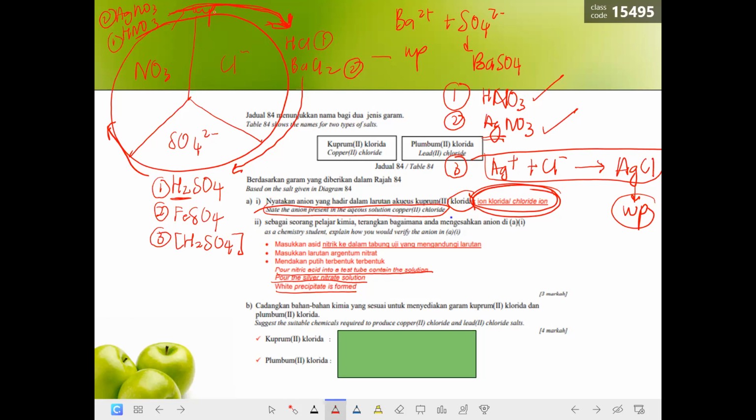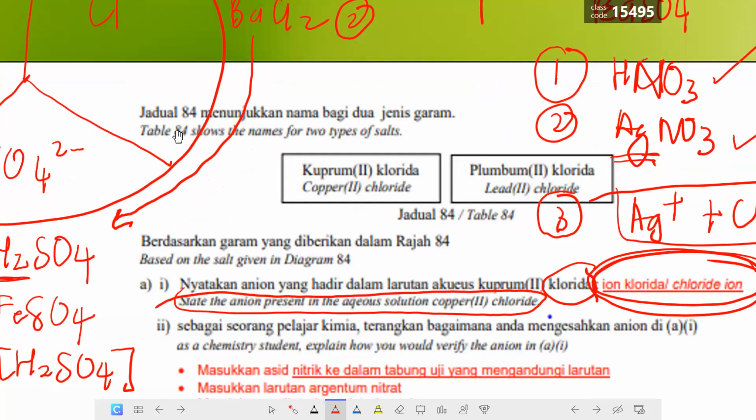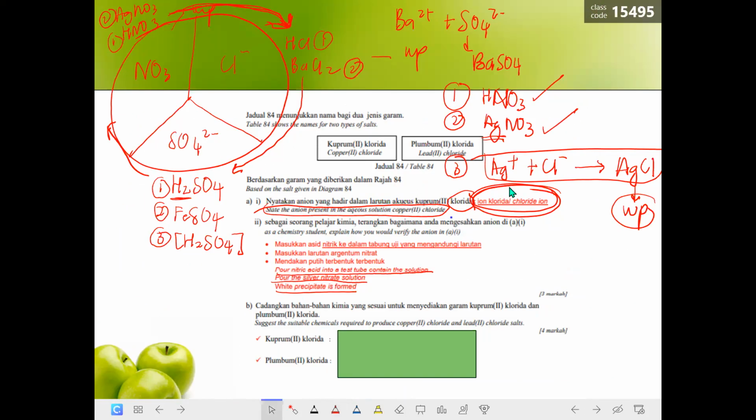Okay, last but not least, teacher wants to test for the nitrate. Okay, I must turn the wheel. Teacher must turn the wheel. What must I add first? H2SO4. Okay, so number 1, you put dilute sulfuric acid.